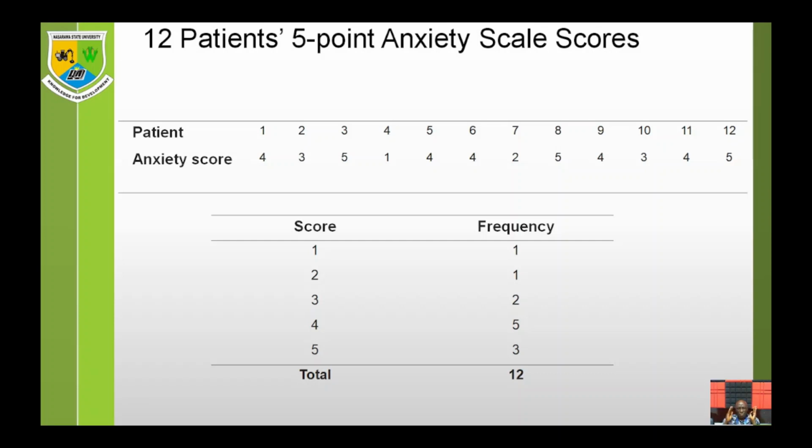So, for the scores, since it is scored on a 5-point Likert scale, we have indicated 1, 2, 3, 4, 5. And for the frequencies, we want to see for each 1 point, how many scores were recorded, the frequencies of recording.